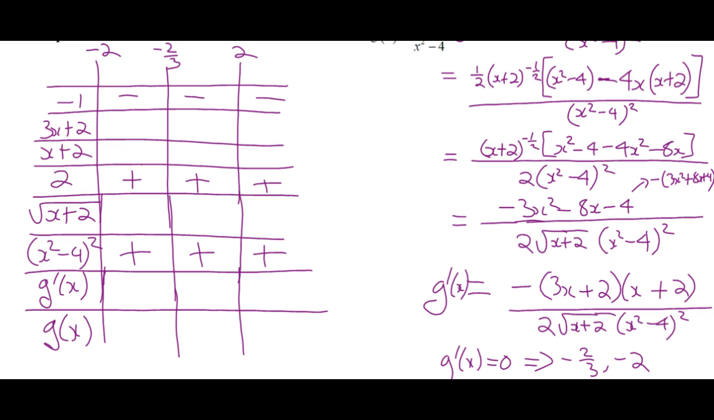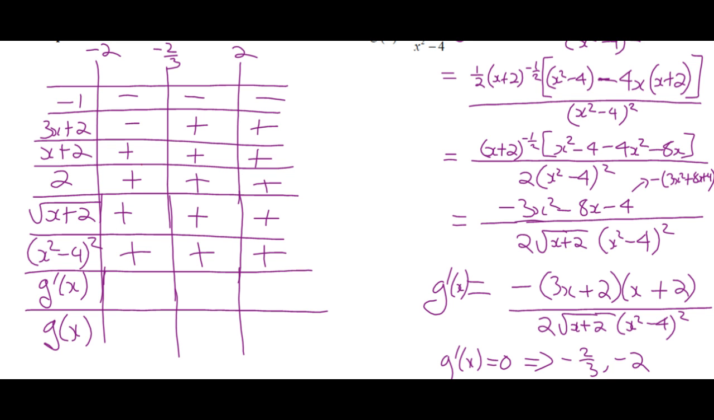3x plus 2. So what's in that interval? Well, if it were negative 1, I'd get negative 3 plus 2, which would be negative 1. So I think it's negative and then it's positive, right? Because this is the critical number for 3x plus 2, the negative 2 thirds. So it's 0 here, it's negative, and then it's positive. Now, if I'm adding 2 to everything, that's positive throughout. The square root of x plus 2 is positive everywhere, just the definition of square root. That's it, right? We have our factors, however many factors you've listed.